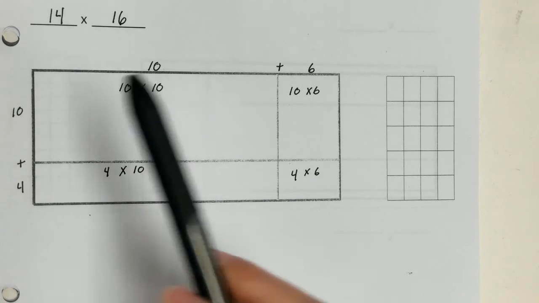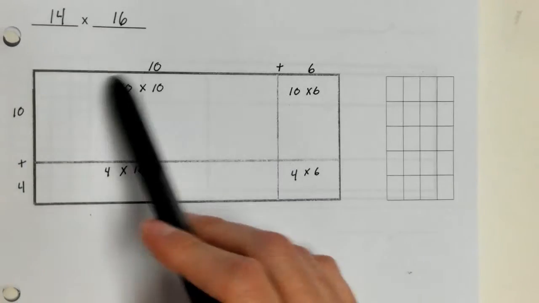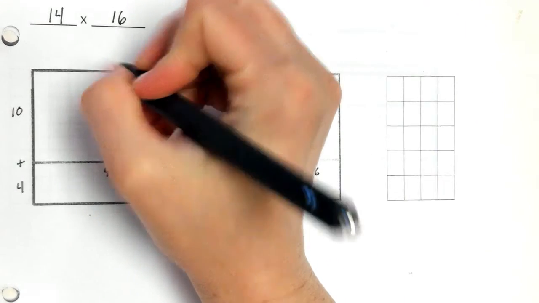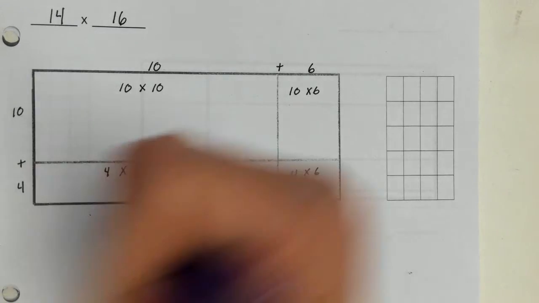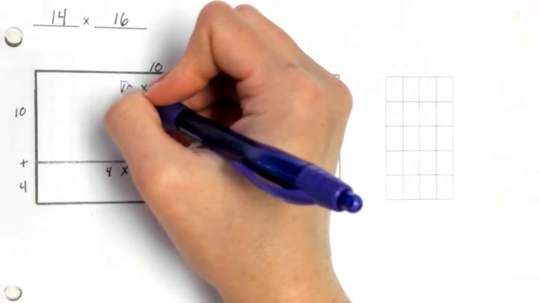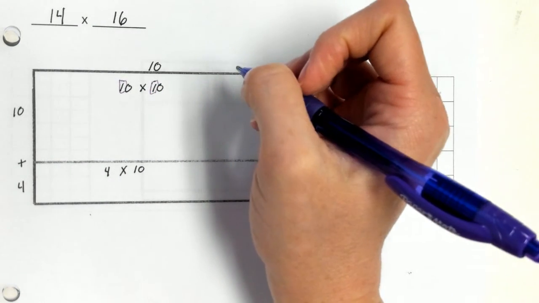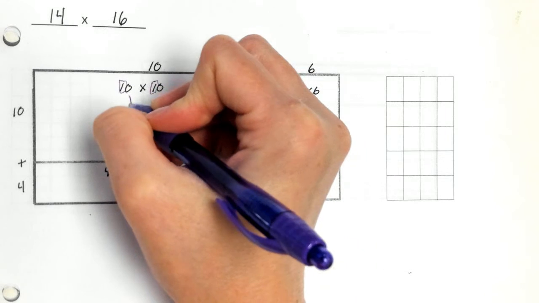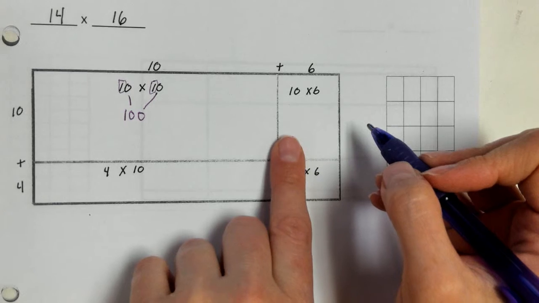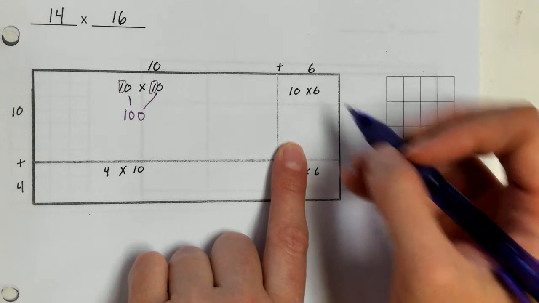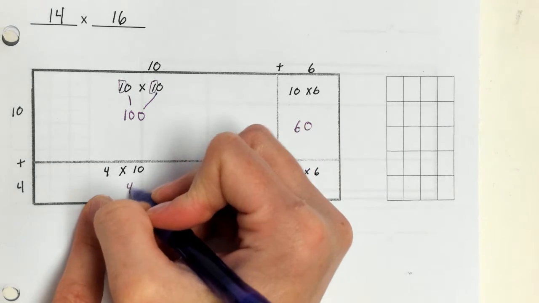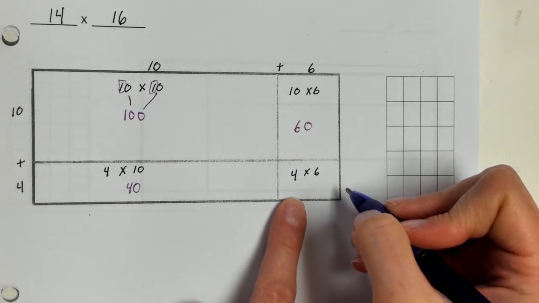All right. So I drew my box. I wrote my numbers in expanded form. Now I'm multiplying the parts. So let's multiply the parts. I'm going to do this in a slightly lighter color so it's not so heavy. All right. So this is multiplying by 10. So 1 times 1 is 1. And then I bring down my zeros. 100. All right. 10 times 6. 60. 4 times 10. 40. And 4 times 6. 24.